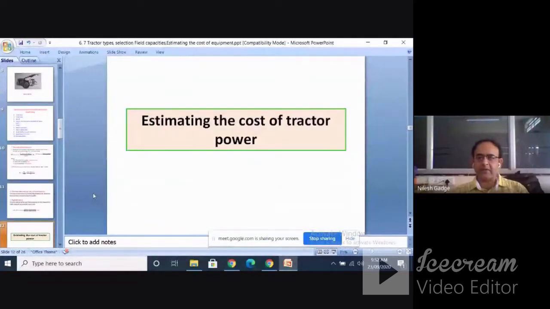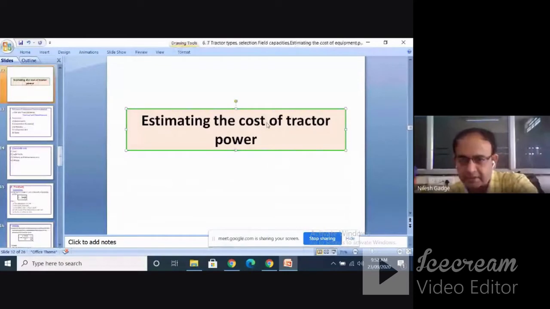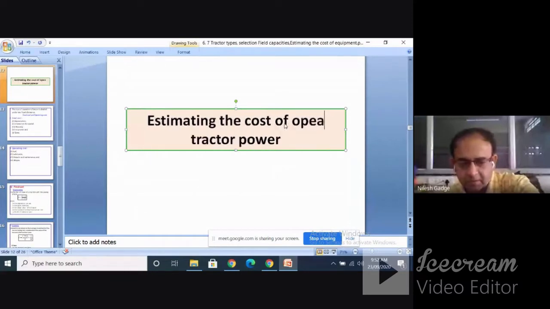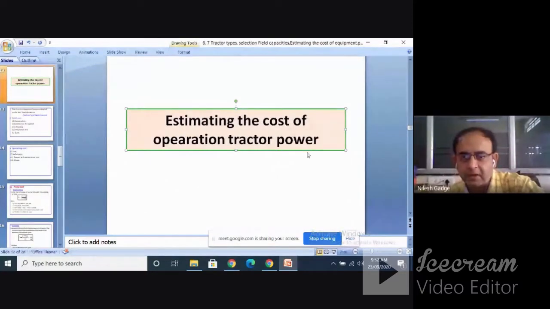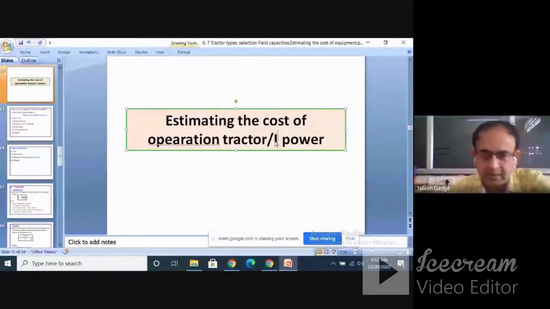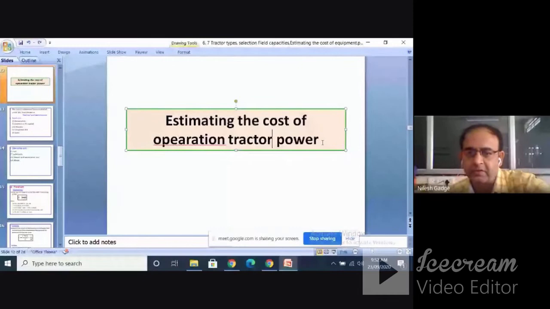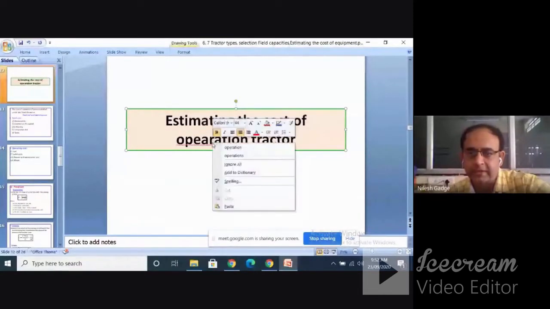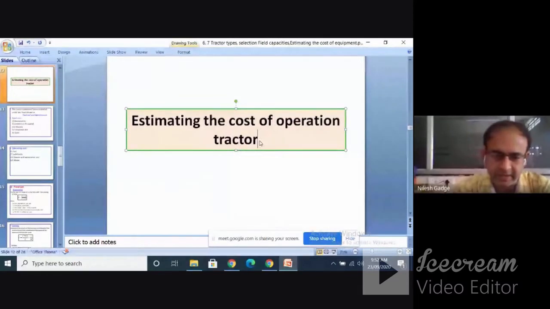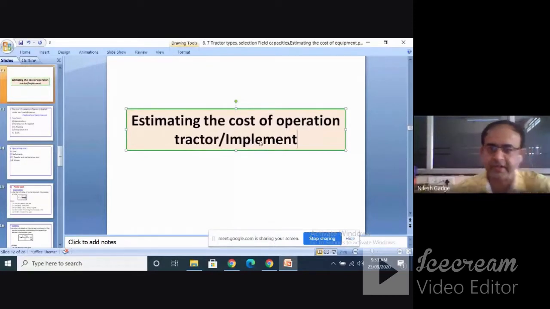Estimating the cost of tractor power, or estimating the cost of operation of the tractor or any implements like plough, harrow, cultivator, seed drill, etc.